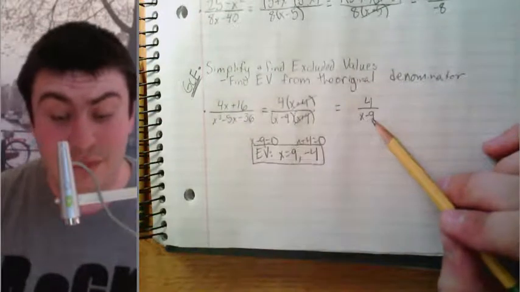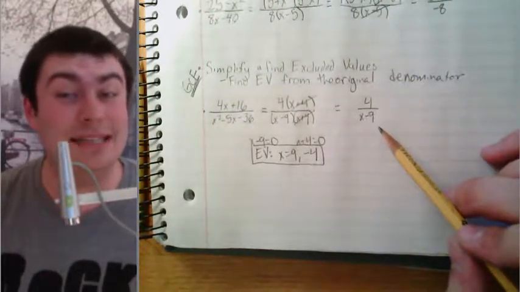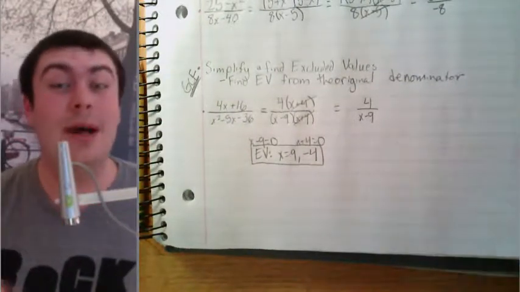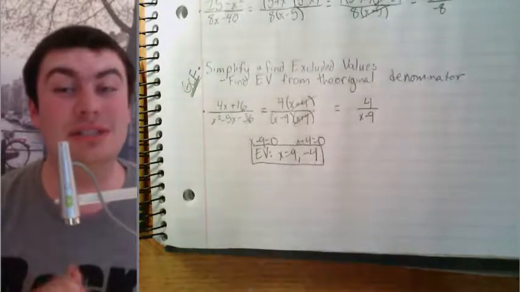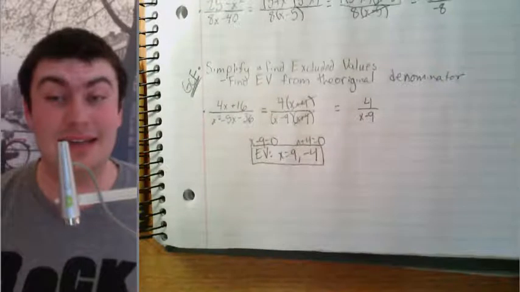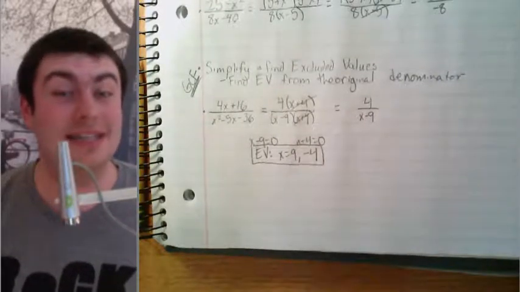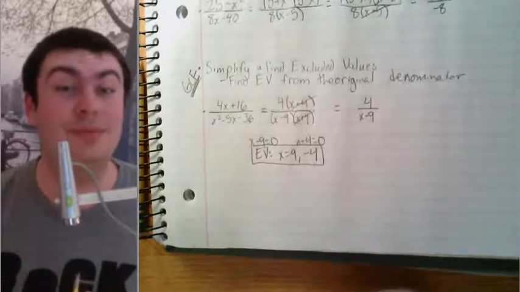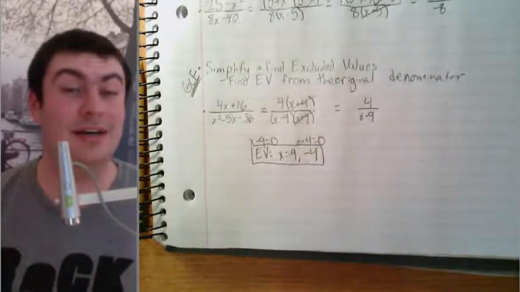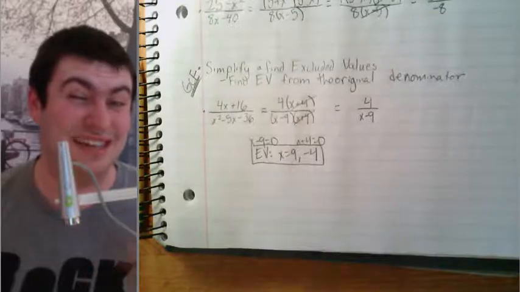Now, from this final expression, we see that 9 makes sense as an excluded value. But we need to keep in mind what happens from our original denominator. Negative 4 is still an excluded value because in our original expression, negative 4 would make our expression undefined due to a 0 denominator.